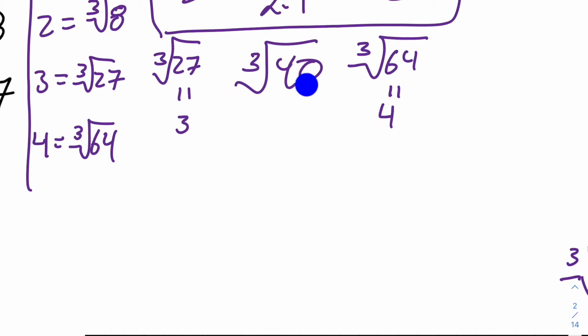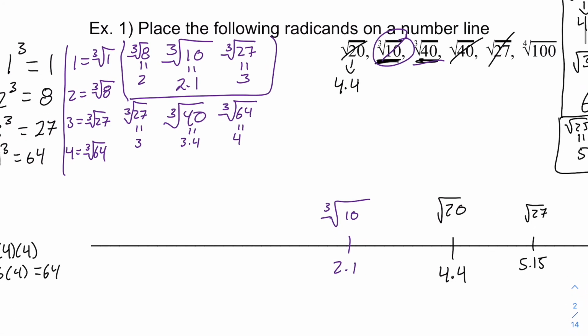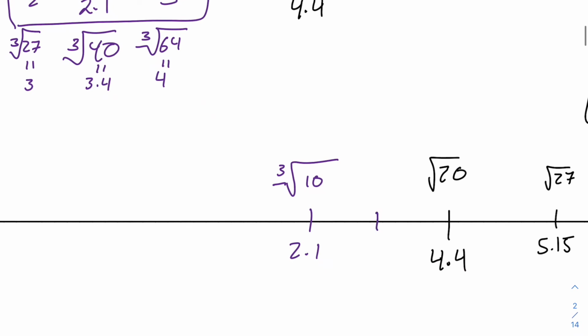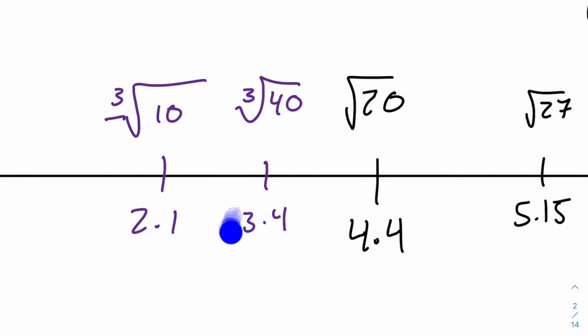Now 40 is kind of in the middle almost. So to get from 27 to 40, you're adding 13. To get from 40 to 64, you're adding 14. So I'm going to roughly estimate this to be 3.4. Okay, so this will still be below here. So that's kind of interesting to look at. The cube root of 40 is actually roughly 3.4.